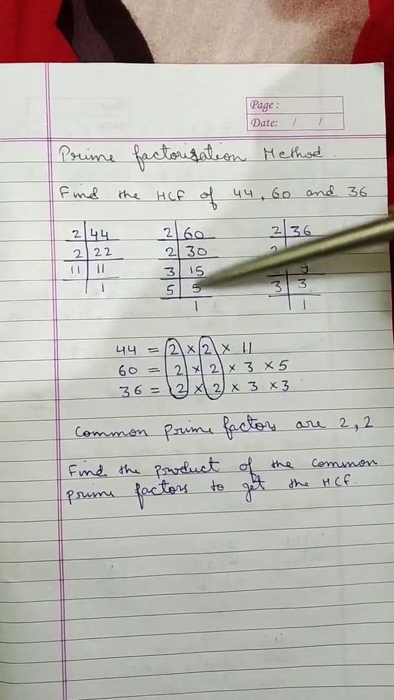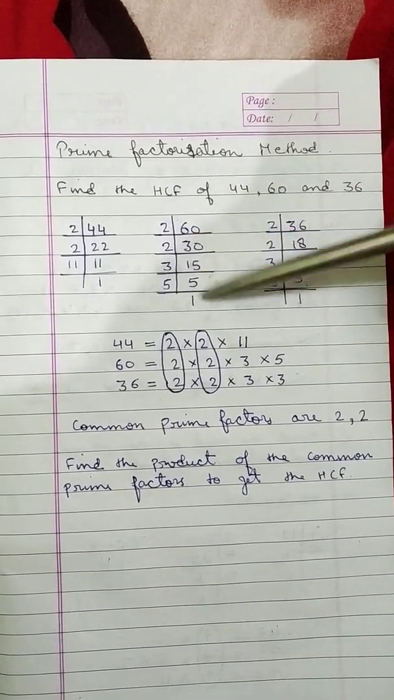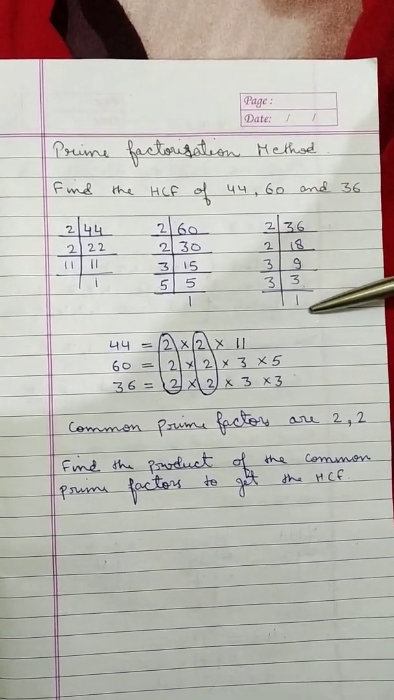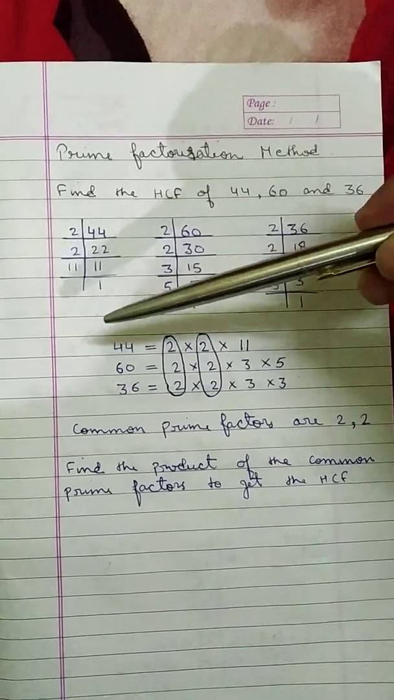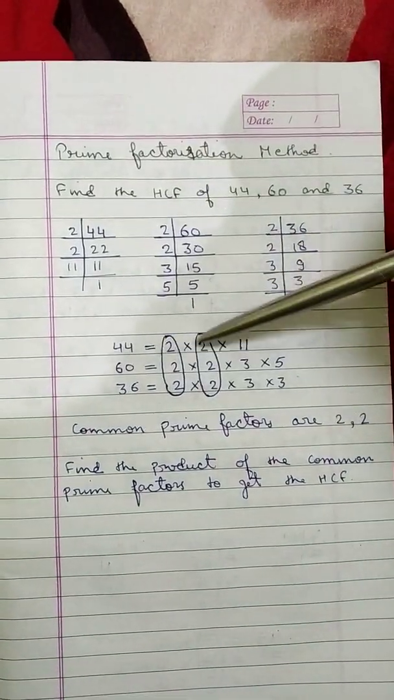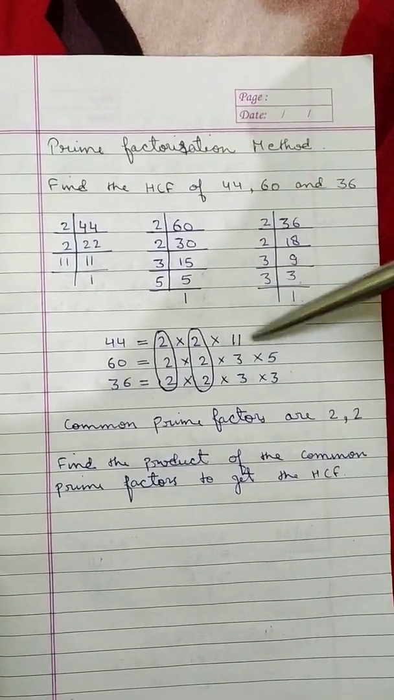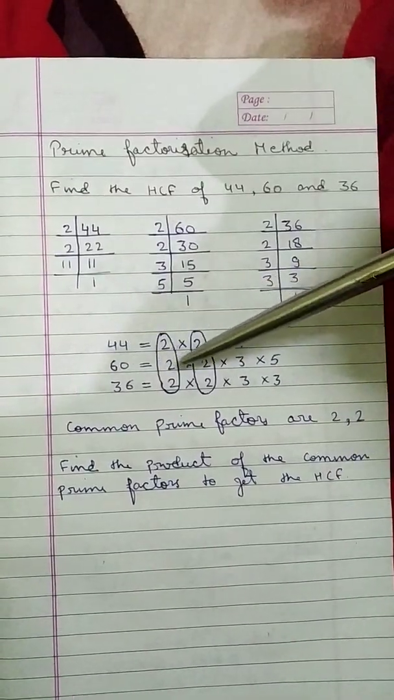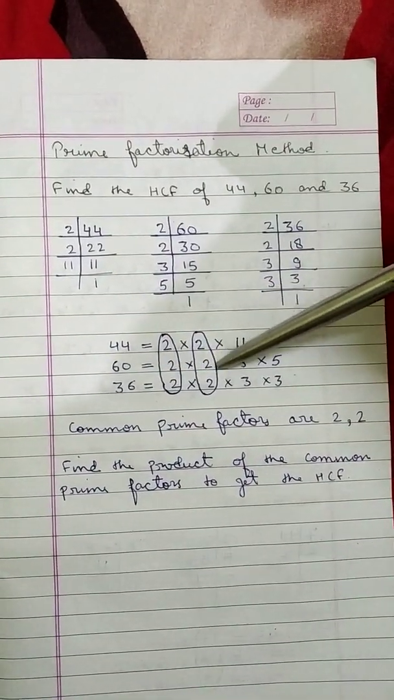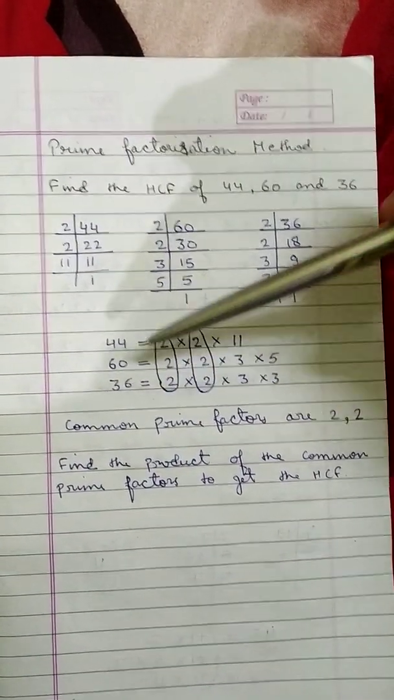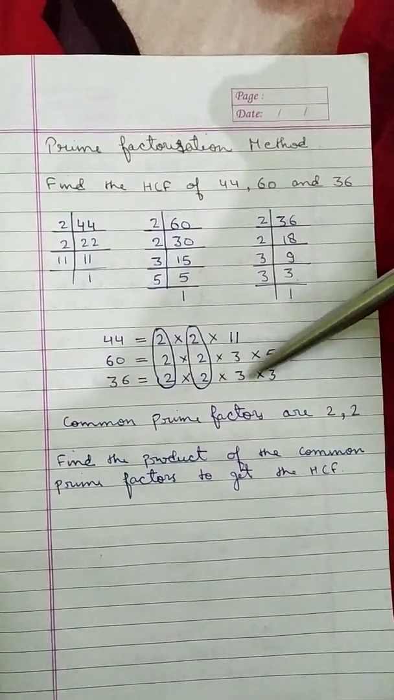These are the prime factors of 44 and these are the prime factors of 36. So write down the factors of 44: 2 into 2 into 11. 60 is equal to 2 into 2 into 3 into 5. 36 is 2 into 2 into 3 into 3.